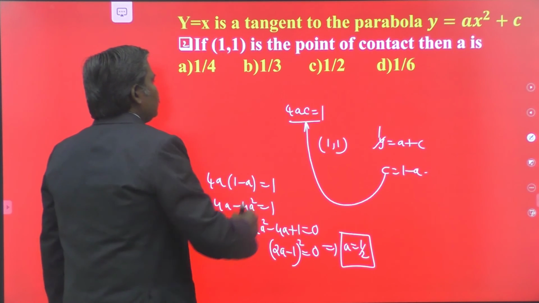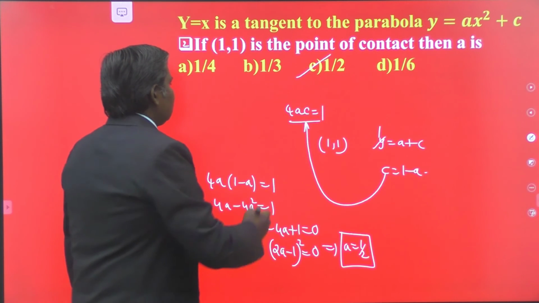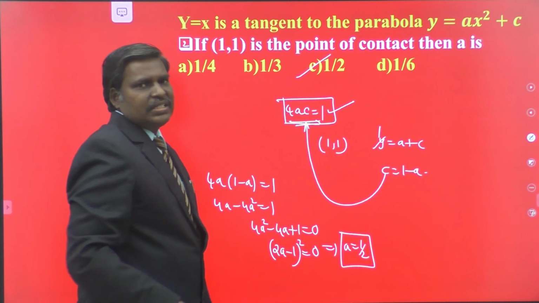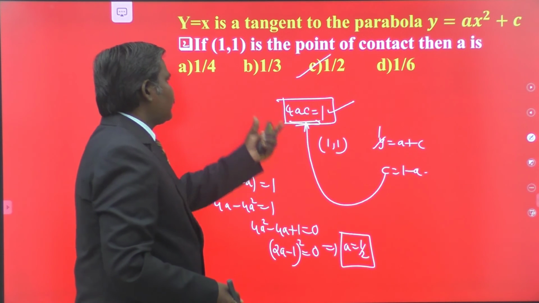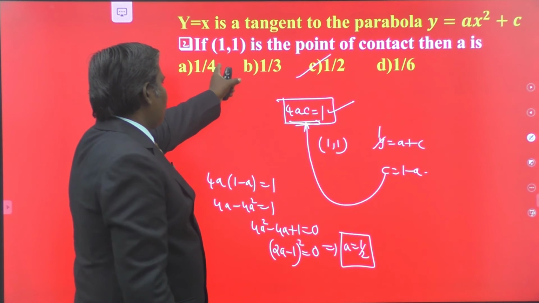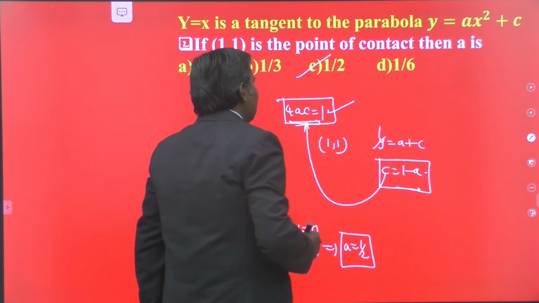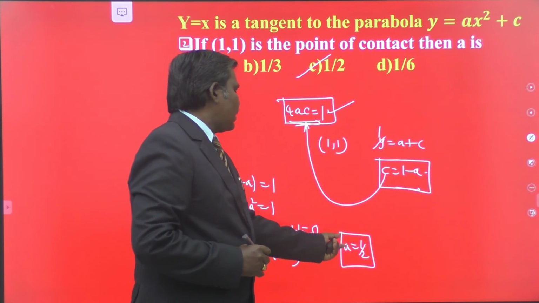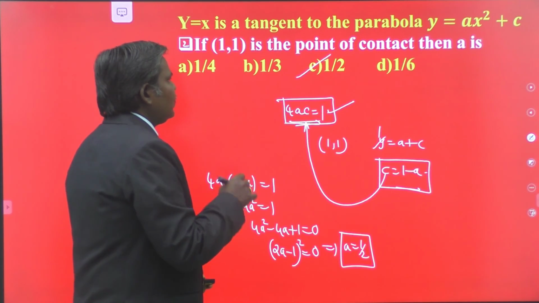This is the second question. It is also very simple for you. The answer is 1 by 2. Just by identifying the relation between a and c, you can easily crack this one. What is the relation? 4ac is equal to 1. 1 comma 1 is the point of contact, so y equal to x satisfies 1 comma 1 as well as that curve satisfies 1 comma 1. From that you get c is equal to 1 minus a. Already we obtained 4ac is equal to 1. Just by solving these two, we obtain a is equal to 1 by 2. Let us move on to the third question for the same paragraph.